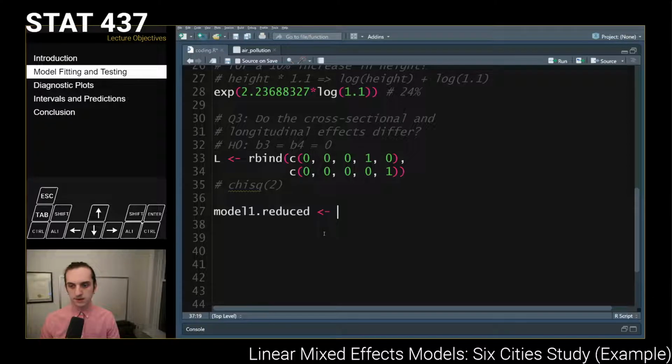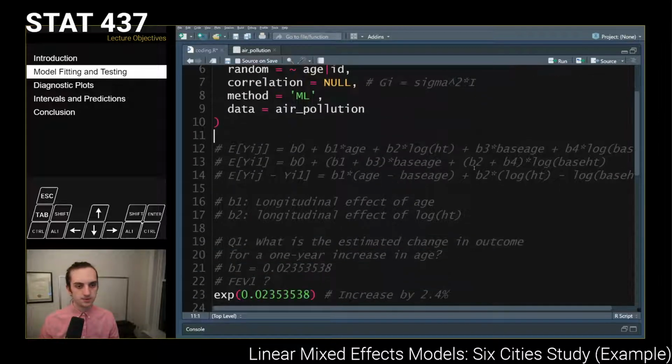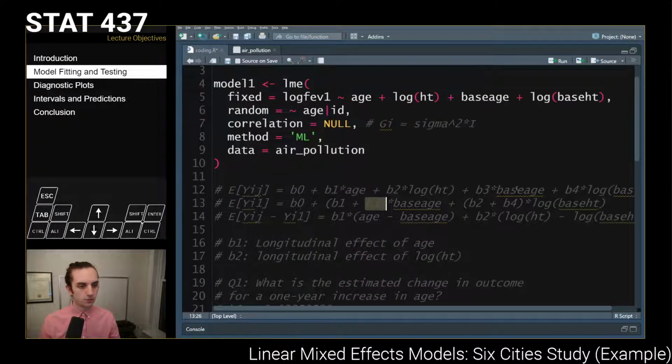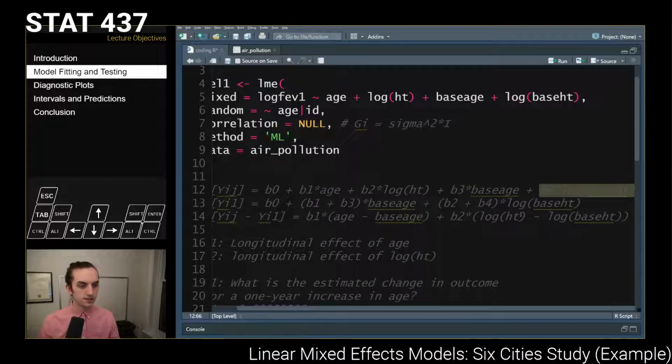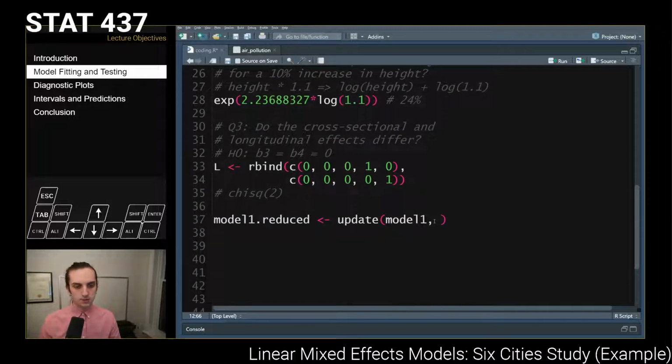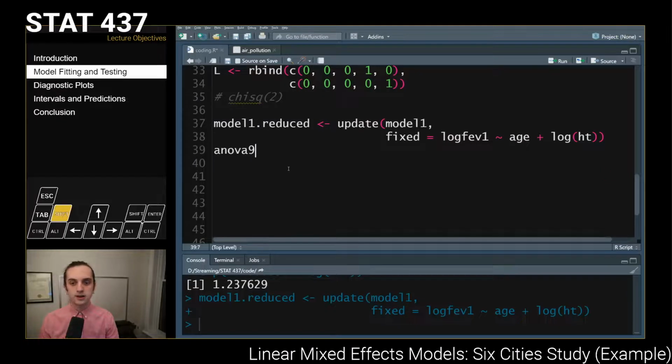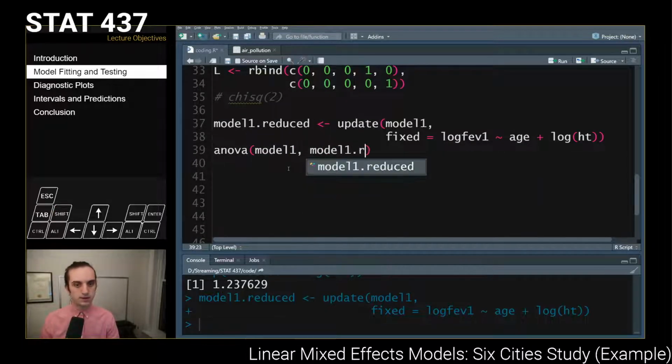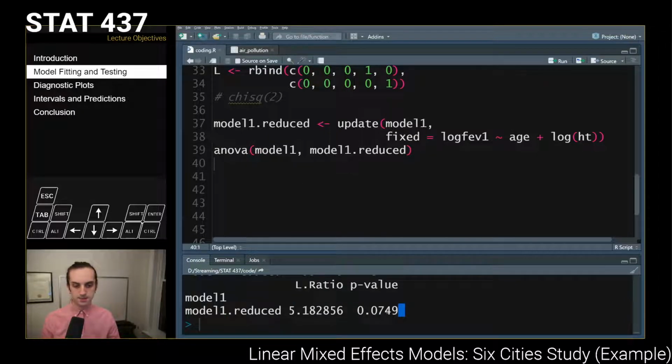But the alternative way of doing it, because we have R open, is to fit a model 1 reduced, right? And so we can update the model 1. And what are we changing? Well, we're changing which fixed effects are in the model, right? Because we want to drop off the fixed effect for the baseline age and the fixed effect for the log of baseline height. Okay, so we can say update this model. Here we're going to change the fixed to be log that. And now in this case, we're just going to include age and log height. Okay, so we've dropped the other ones. The random effects and correlation can all stay the same. So if we fit this model 1 reduced, then we can call ANOVA on model 1 versus model 1 reduced. And we can see that we get this p-value of 0.0749, right?